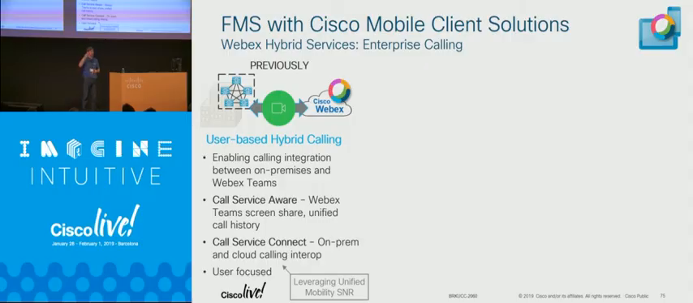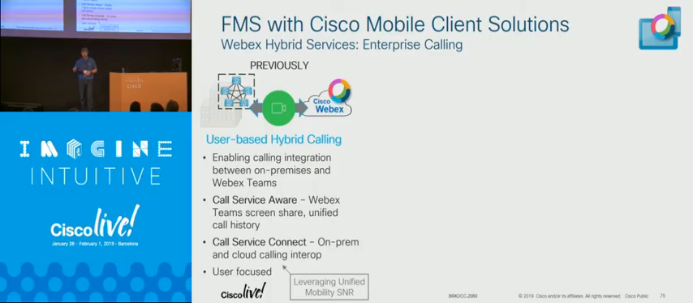And so that had two components in this particular calling integration. Call service aware, which was basically the ability to do WebEx Teams desk share or screen shares while you're on an enterprise communication manager call. And then call service connect, which was the ability to have a call that comes to your enterprise line extended to your WebEx client, and vice versa, a WebEx client being able to call in and talk to an on-prem user. So all of those capabilities are available with the call connector capability. It's a user-focused sort of solution.